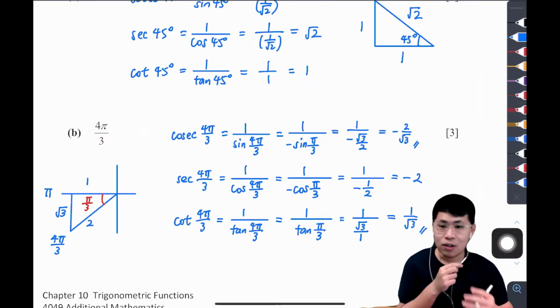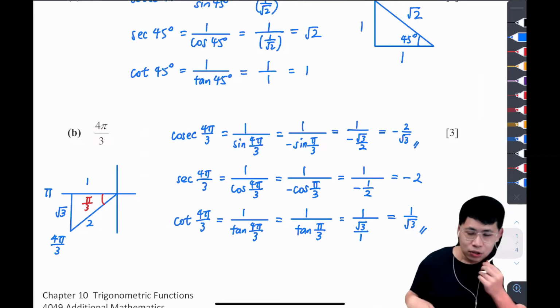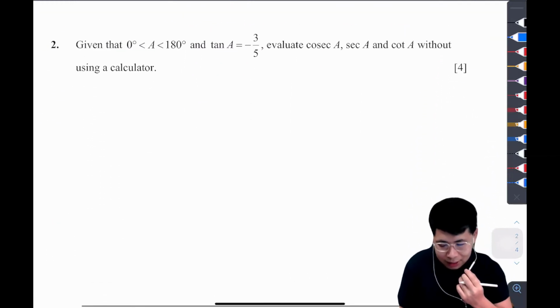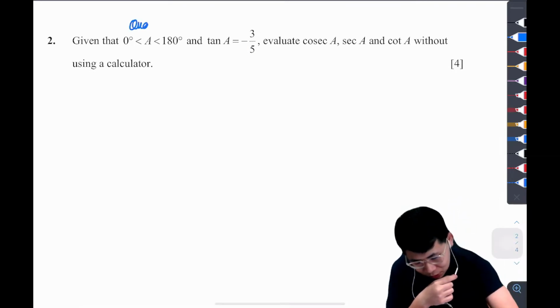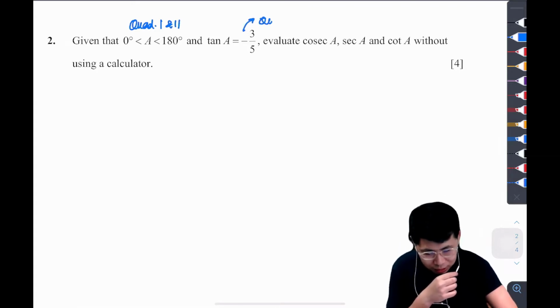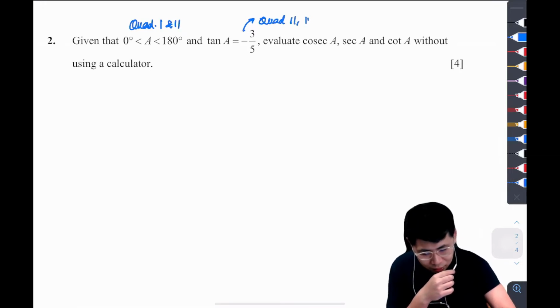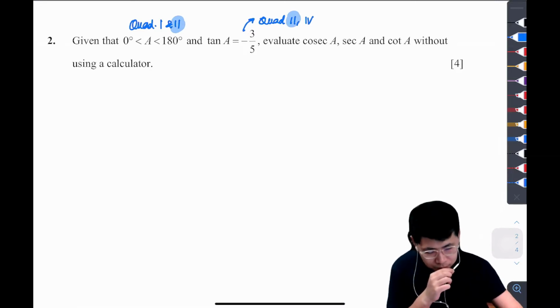Okay, so that is all with these two angles. Let's take a look at the next question. Given that A is in quadrant 1 and 2, and tangent A is negative, that means quadrant 2 and 4. So which is the common quadrant? Quadrant 2. So the angle is in quadrant 2.